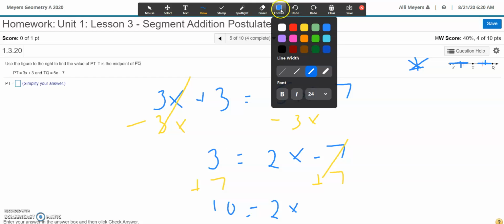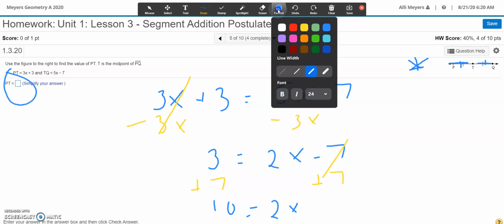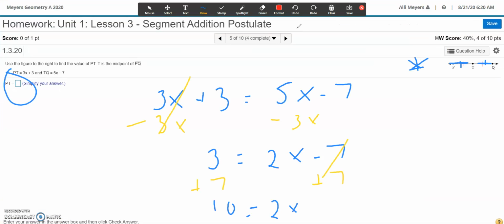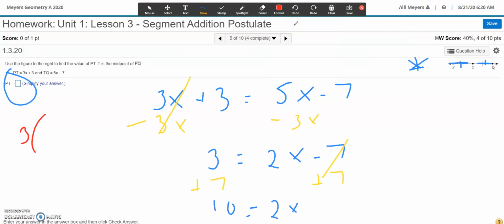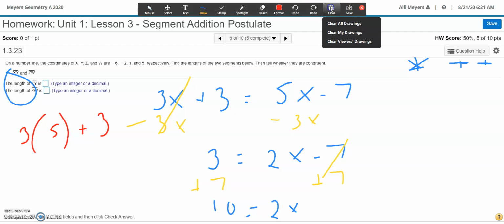I didn't answer the question though, so don't put 5 in there. That's not what they want. They want to know PT. PT was this 3x plus 3. If you know that x is 5, you can just do 3 times 5 plus 3, so that would be 18. Read carefully what they're asking you. It's really easy to put the wrong thing. I almost did it.